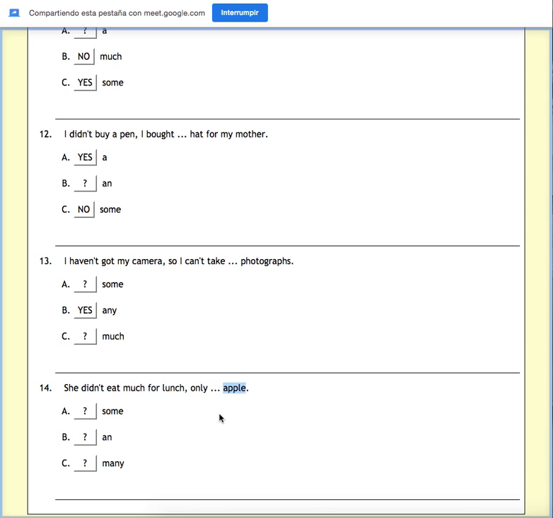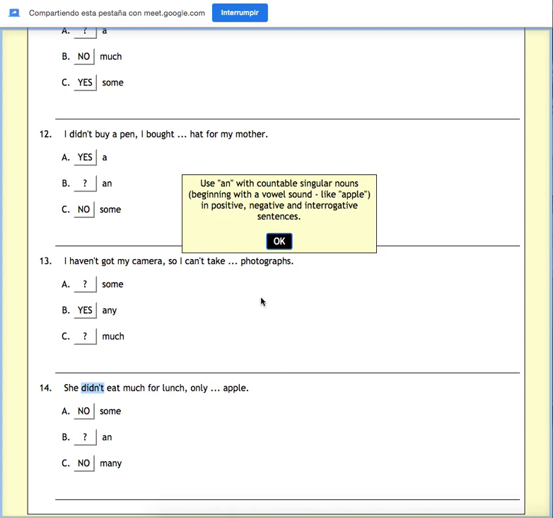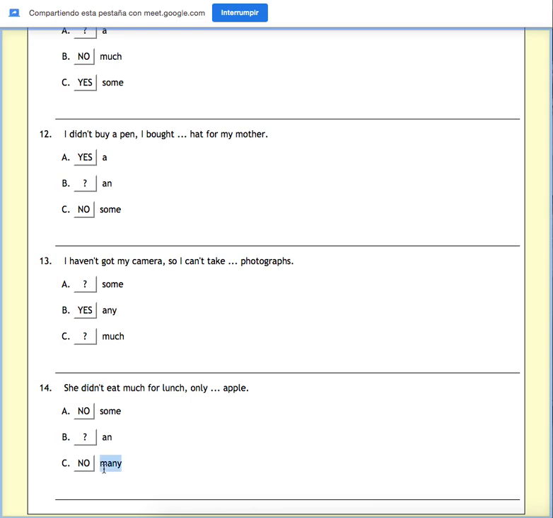Lo mismo pasa. Mira, si pongo many, no se puede porque no está en plural. Si pongo some, no se puede porque some es con la forma en plural. Ella no comió, y aparte some no lo puedes usar en negativo, acuérdate. Entonces, ¿qué te queda? An. Solo una manzana. No comió mucho, solo una manzana. Pilas con eso, amores. Some, many, así son con los plurales, pero fuera de eso, si tienes algo negativo en alguna parte de la oración, no puedes utilizar el some, ¿ok?